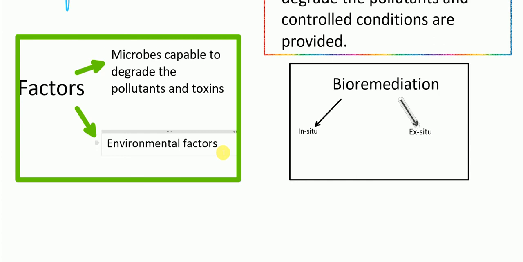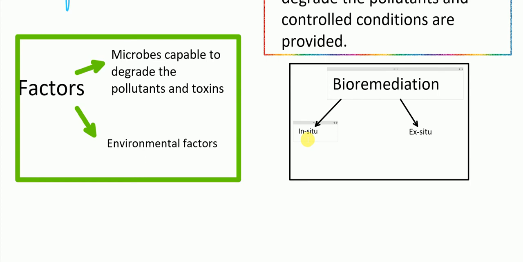Now let's come to the strategies. Bioremediation can be done in situ, meaning at the site where the toxins or pollutants are present, or ex situ, in which we take the contaminant pollutant and transport it to some other place. Let's go into detail about in situ. In situ, the technique is done at the site. By doing so, we are preventing the transport of toxins from one place to another.